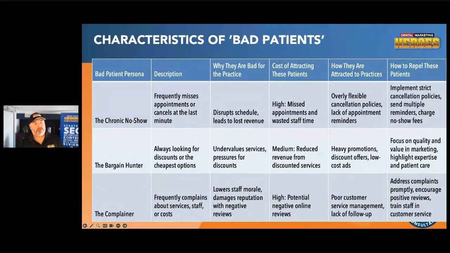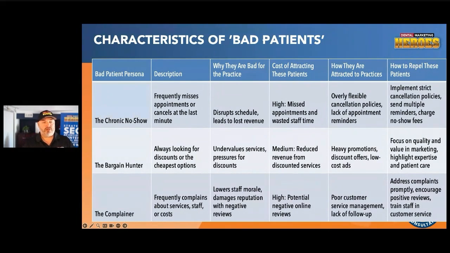The chronic no-show. They frequently miss appointments or cancel at the last minute. This disrupts your schedule. It leads to lost revenue because you can't fill those spots quickly enough. The cost of attracting these patients is high. It means missed appointments and wasted staff time.